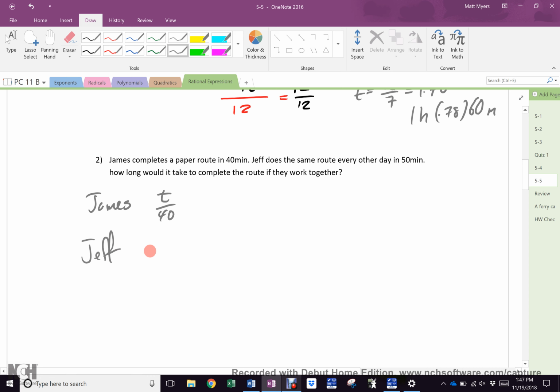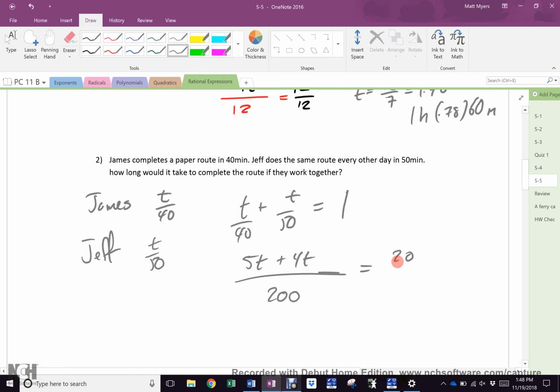What does Jeff do? t over 50, because Jeff's route is split into 50ths. How many routes do they do when they work together? One route. What's the common denominator? 200. So what does this guy need? 5t. What does this guy need? 4t. Equals 200 over 200, because that's 1, right?